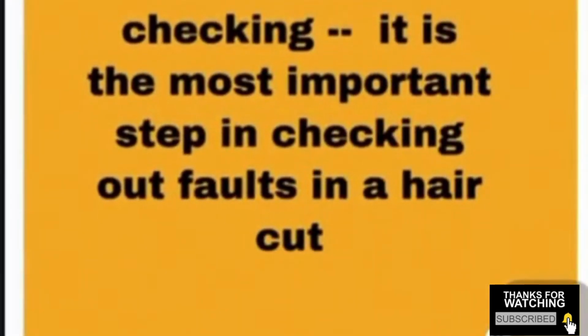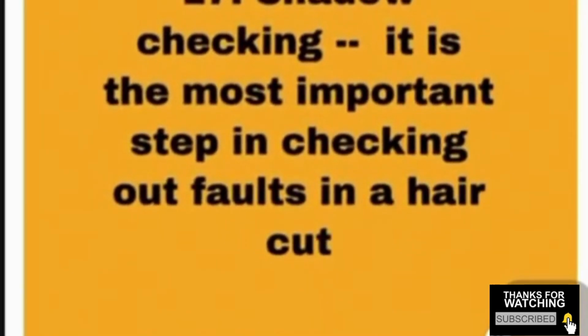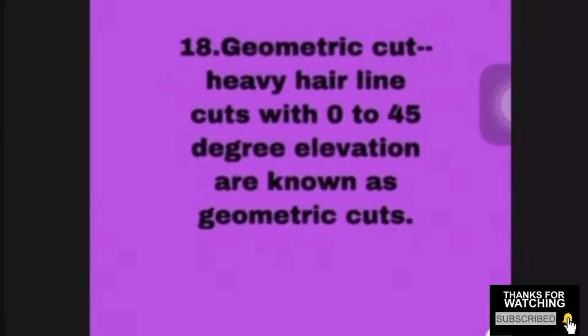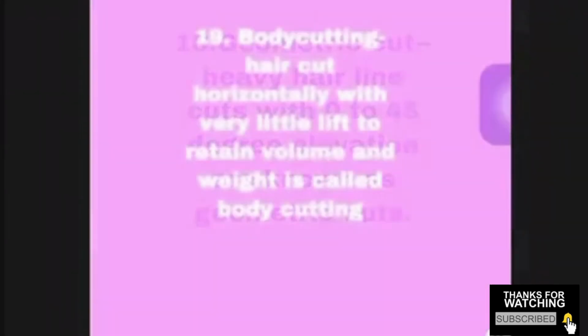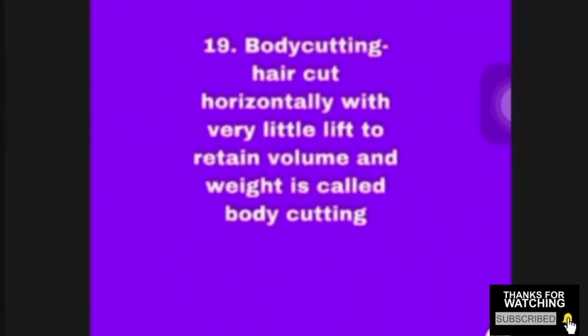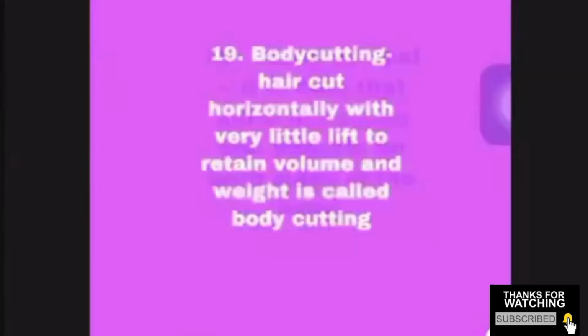Frizzy: a term used to describe excessively curly hair. Shadow checking: the most important step in checking outfalls in a haircut. Geometric cut: heavy hairline cuts with 0 to 45 degrees. Body cutting: haircut horizontally with very little lift to retain volume and weight is called body cutting.